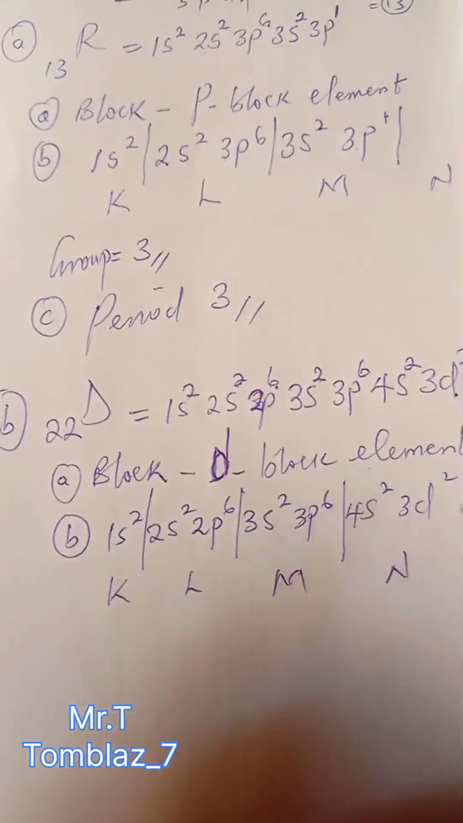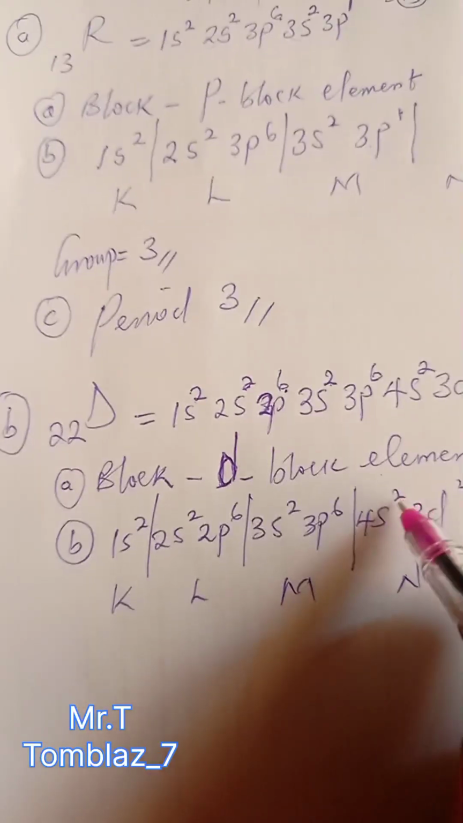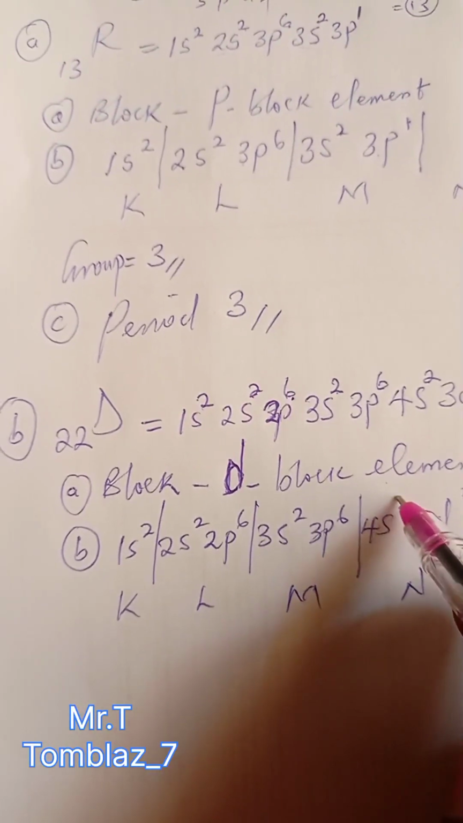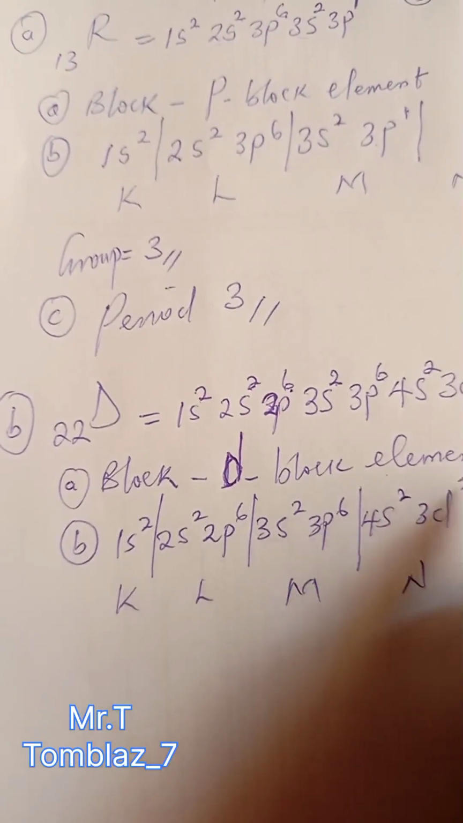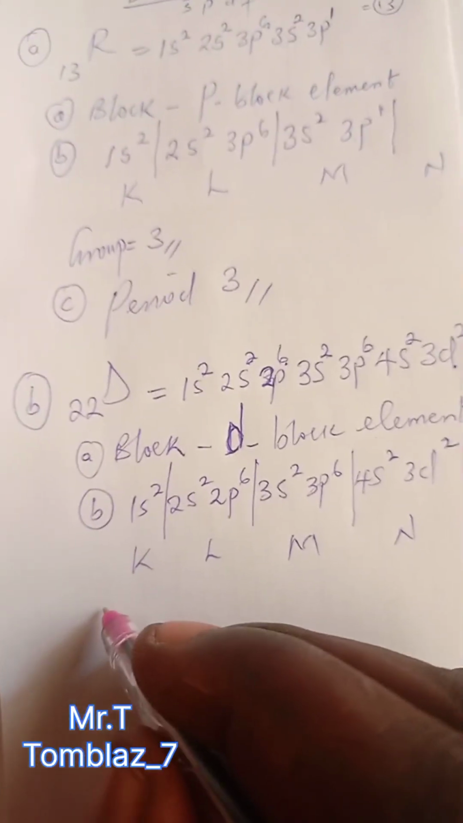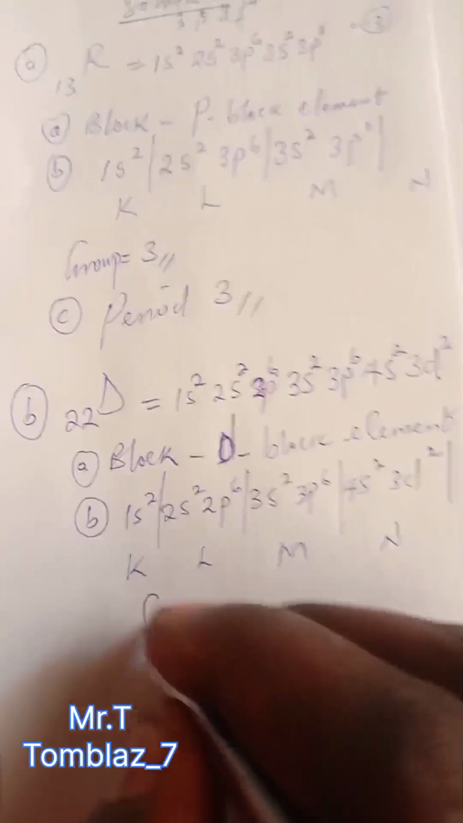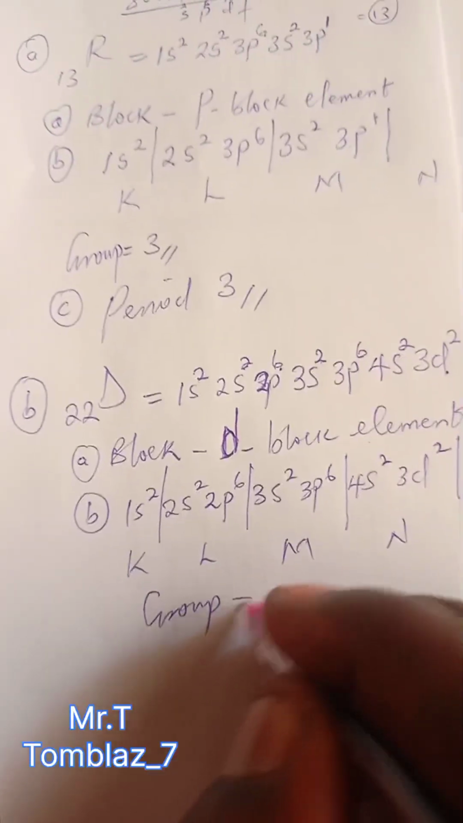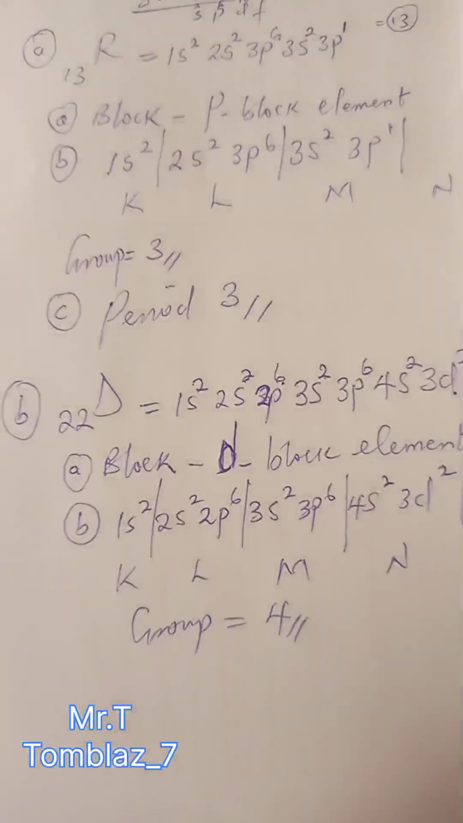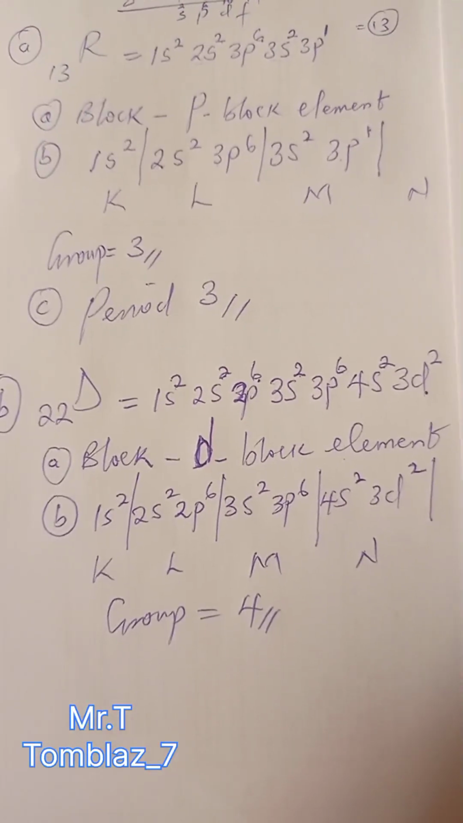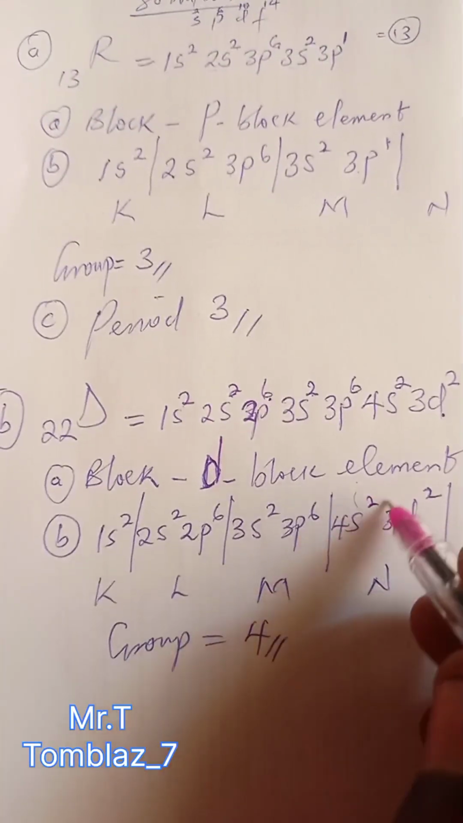And if you look at it, we only have 2 electrons here and 2 here. So 2 plus 2 will give you 4. So if you are looking for the group, it will now be what? Group. So this element is in group what? Group 4, right? Because we got it from these 2 and these 2 here. So we have group 4.